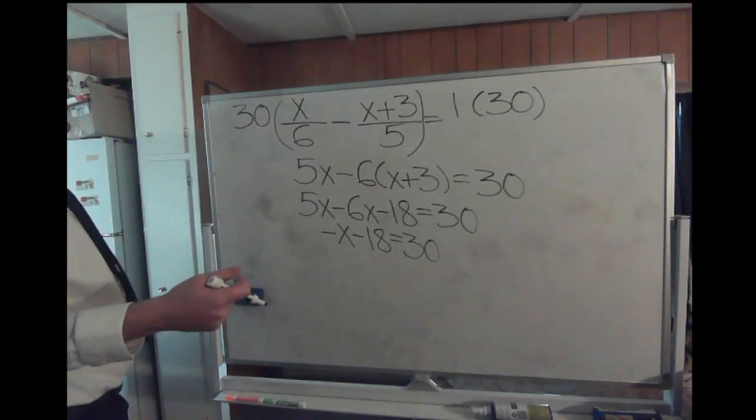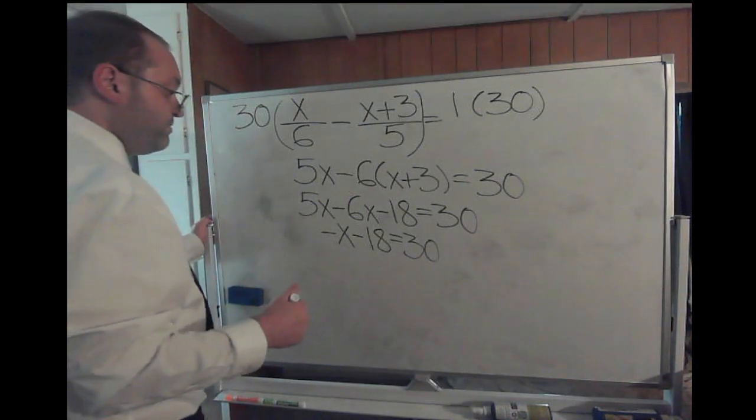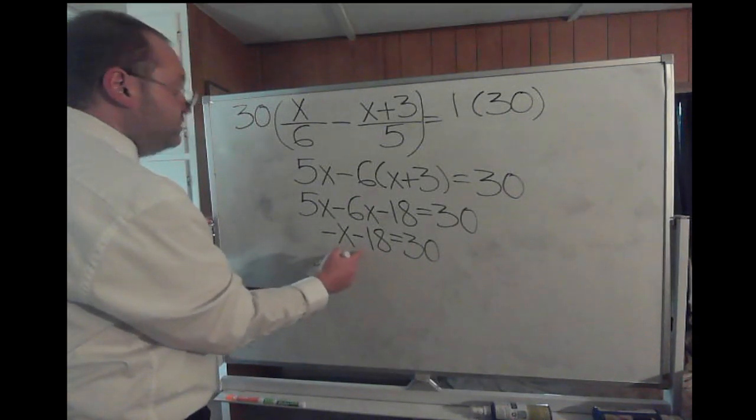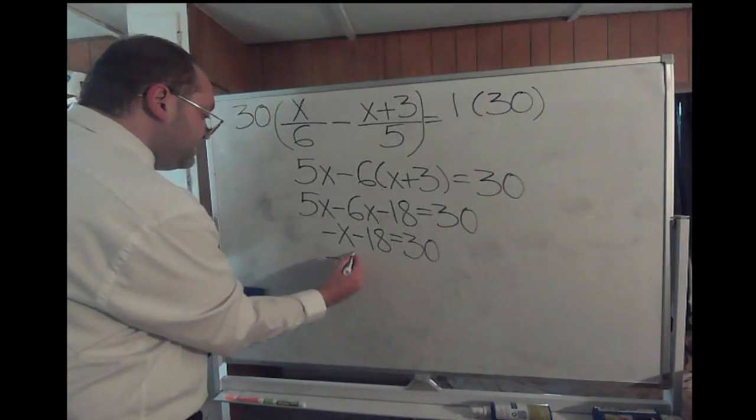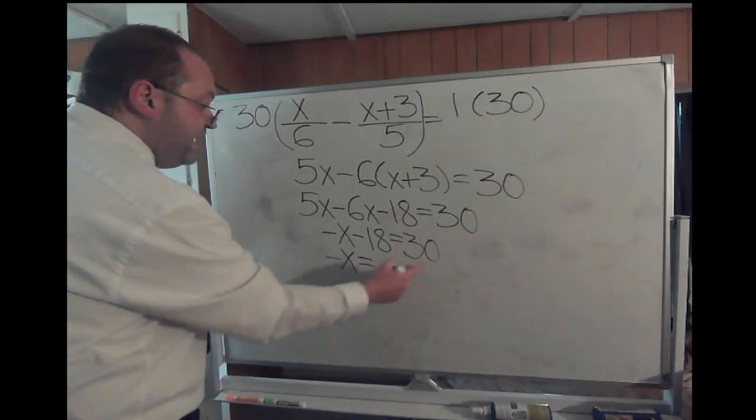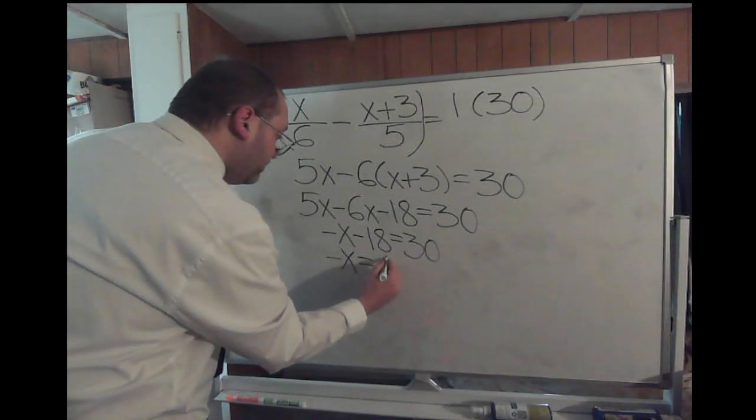So what we're going to have to do is add 18 to both sides. You do that, you'll get negative x by itself on the left side. Add 18 to 30, you get 48.